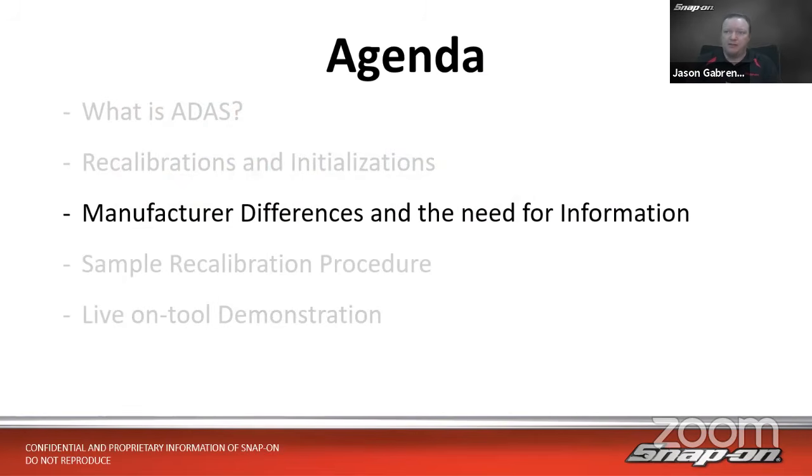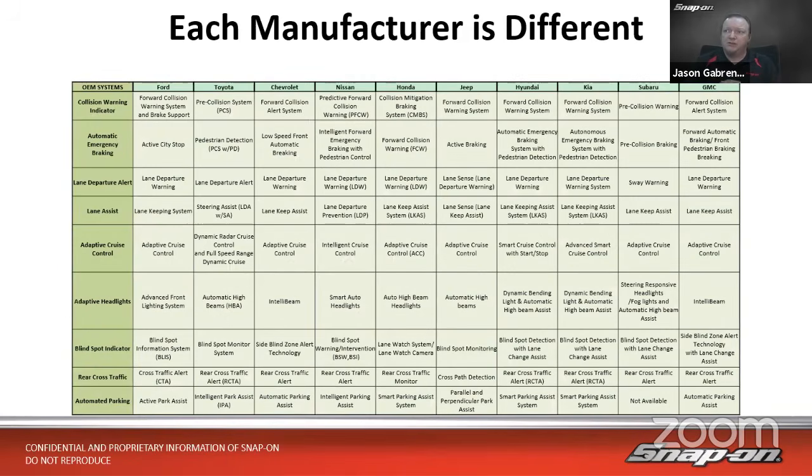So let's talk about manufacturer differences and why we need good information. I know this is a little bit of an eye chart, so let's talk through it. We look at the first column here, this olive green column. This would be what we consider the generic term for the system. So things like collision warning indicator, automatic emergency braking, lane departure alert, lane assist, adaptive cruise control, etc. So let's go across and see what the manufacturers say. We'll use automatic emergency braking.